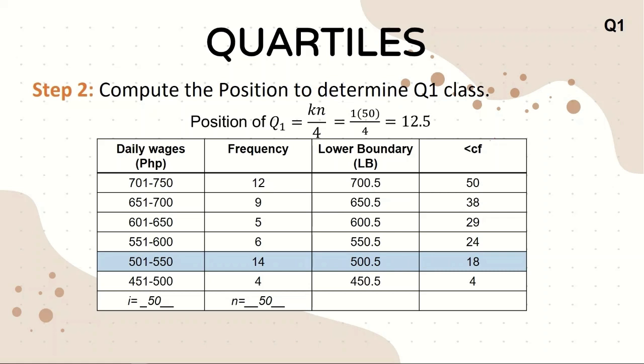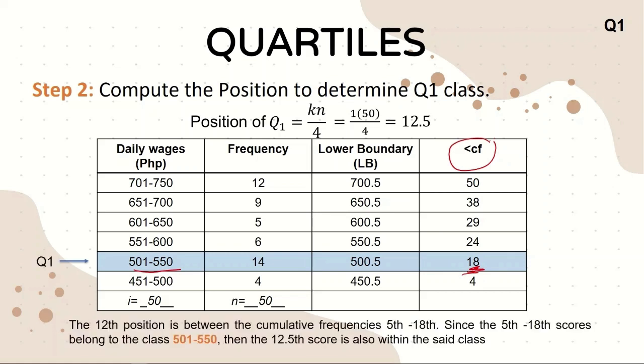So note that the 12.5 position is between the cumulative frequency 5th and 18th. Since the 5th and 18th scores belong to the class 501 to 550, the 12.5 score is also within the 501 to 550 class. Therefore, the quartile 1 class is 501 to 550.